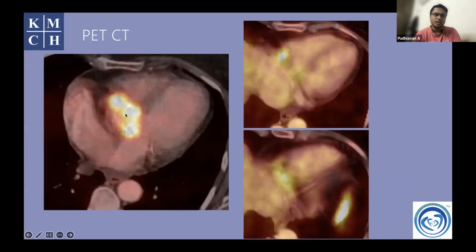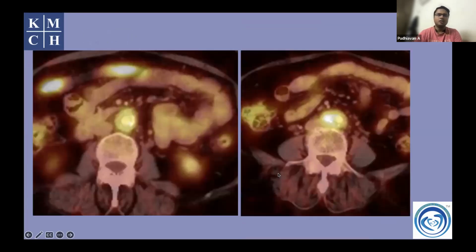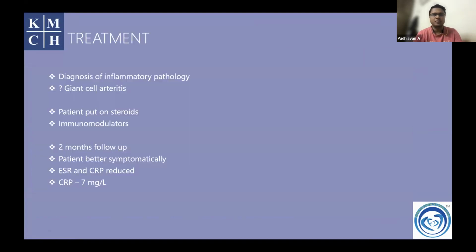So an FDG PET was done, and it showed a significant increased uptake in the areas of the wall thickening around the aortic root, in the AV groove, in the regions of the RCA. And the PET also showed that there was significant concentric wall thickening of the abdominal aorta also. So you can see the abdominal aorta is also showing wall thickening with an increased uptake. This is the aortic bifurcation, again showing wall thickening and increased uptake. There was no other area of uptake or abnormality in any of the other organs in the PET CT.